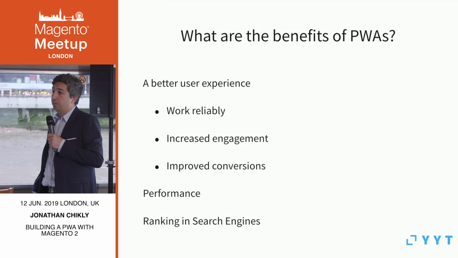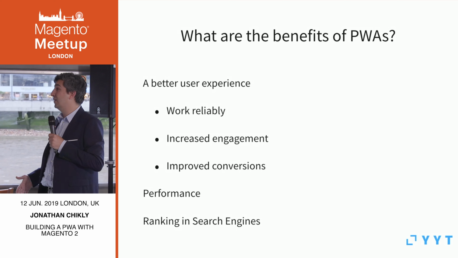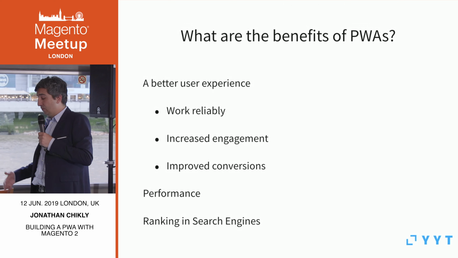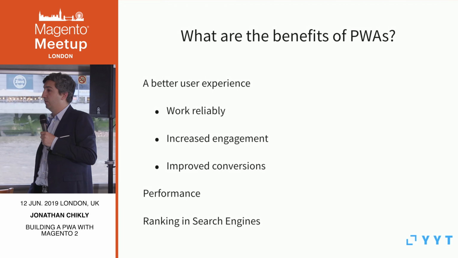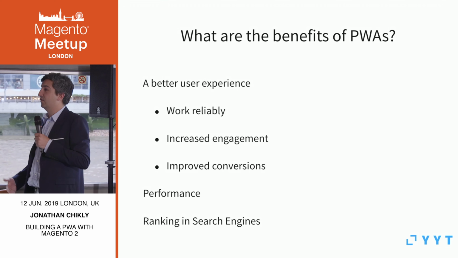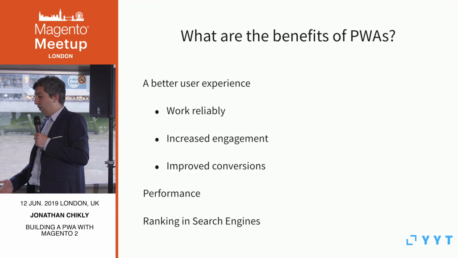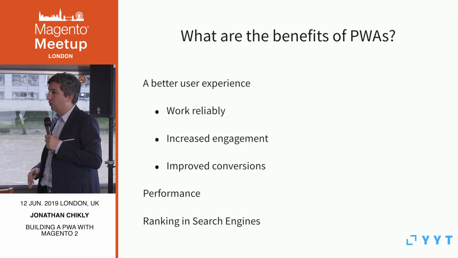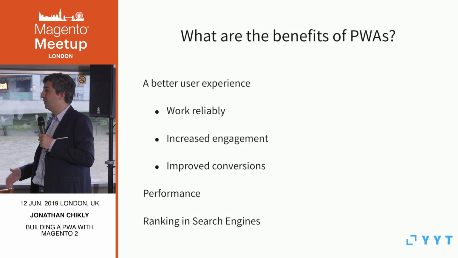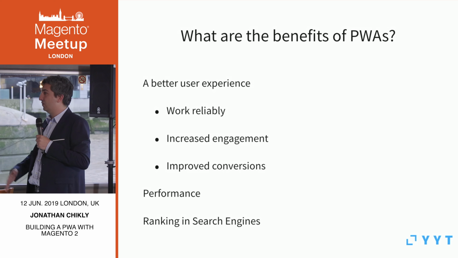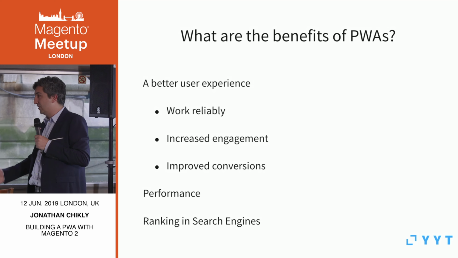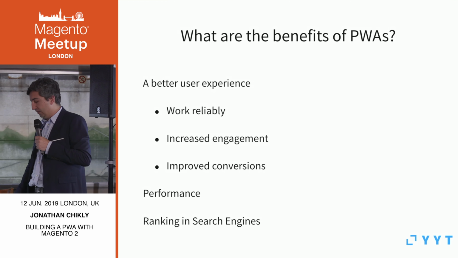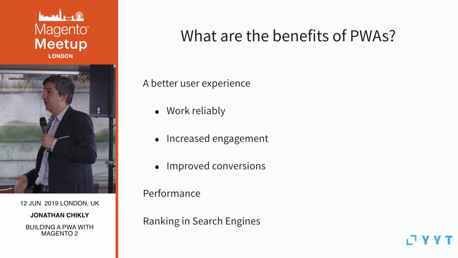So what are the benefits of PWA? Well, you get a better user experience, a website that works reliably, and more engagement and conversion. In the context of Magento, it definitely makes sense, where we have a checkout that's relatively slow and website performance that's not necessarily ideal, even with all the caching layers in place. It makes sense to consider this approach. We'll see in more detail why it's relevant in the case of e-commerce and Magento in a later slide. And then you get more performance and better ranking in search engines.